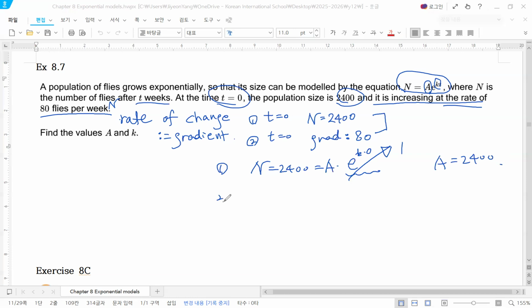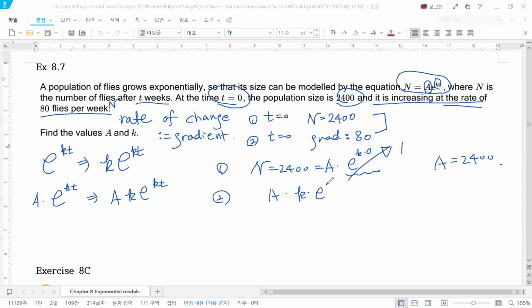And secondly, the gradient. Please bring back your memory. The gradient of e to the power of kt is k times e to the power of kt, right? And since here there is a times e to the power of kt, you need to multiply by a as well. So the gradient is a times k times e to the power of kt equals 80 when t equals 0. Do you understand? When t equals 0.